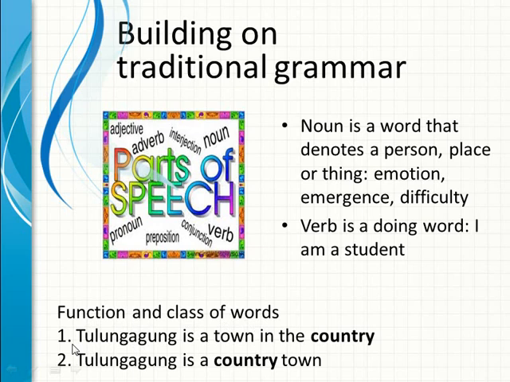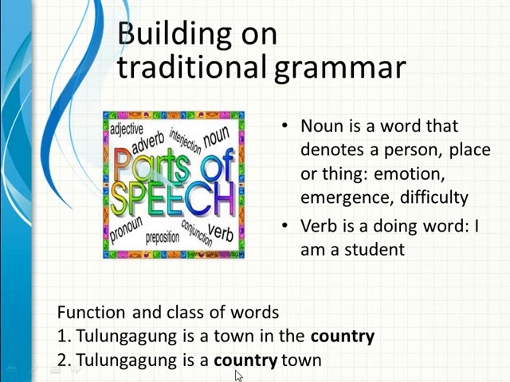For example, these two examples. The first, Tulungagung is a town in the country. So we have country as a noun, town as a noun, Tulungagung as a noun. But focus on country, because we have 'the', so this is a noun. But the second one, Tulungagung is a country town.